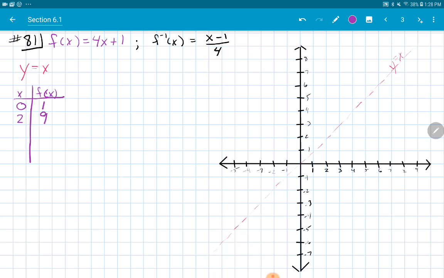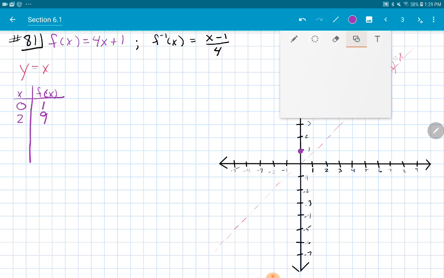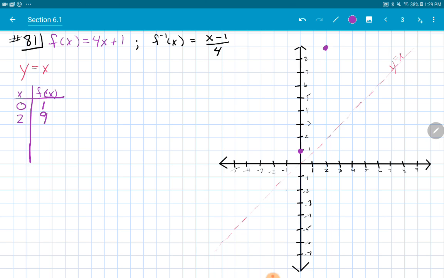So 0, 1 is 1 point on my line, and 2, 9. Oops, I messed up, didn't I? 0, 1 would be right here, and our 2, 9 would be 1, 2, right about here. So I should be able to get a straight line that goes through those 2 points. That would go on forever.